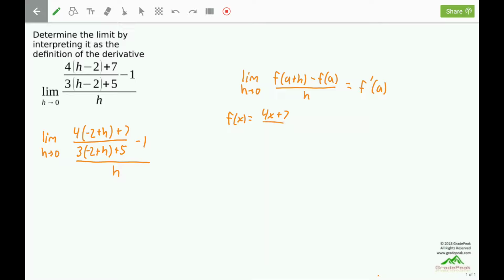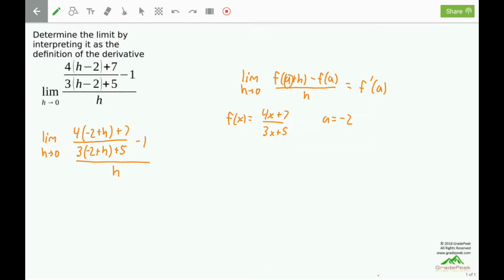The other thing we need to find is our a value. And our a value is determined by comparing a plus h, whatever is added to h is the a. And if we look here, and they will match, it's a negative 2. So a is a negative 2.